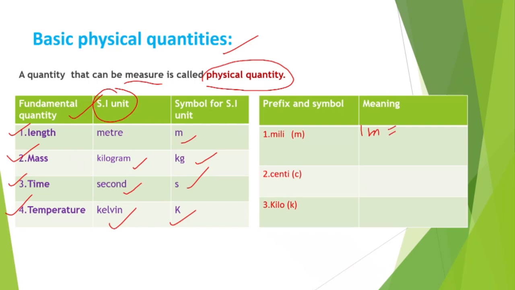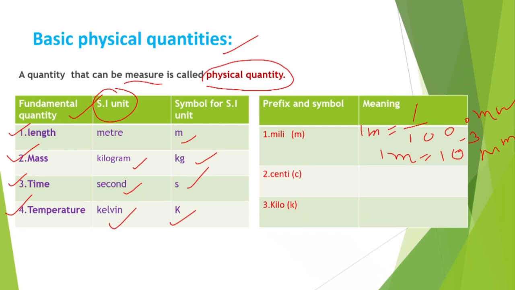1 milli is equal to 1 upon 1000, right? Millimeter, right? So 1 milli is equal to 10 raised to the power minus 3. Understand how it may come? So it is in the form of mm only, right?